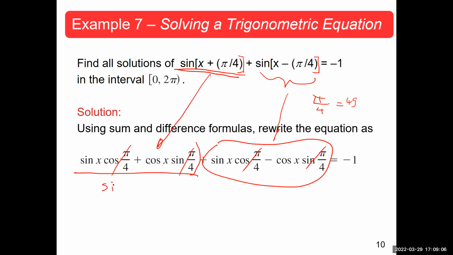So you're going to get here sine of x plus cosine of x plus sine of x minus cosine of x equal -1. Now cosine negative, cosine positive also gone. So we get 2 sine of x equal -1. Then sine of x equal -1 over 2.